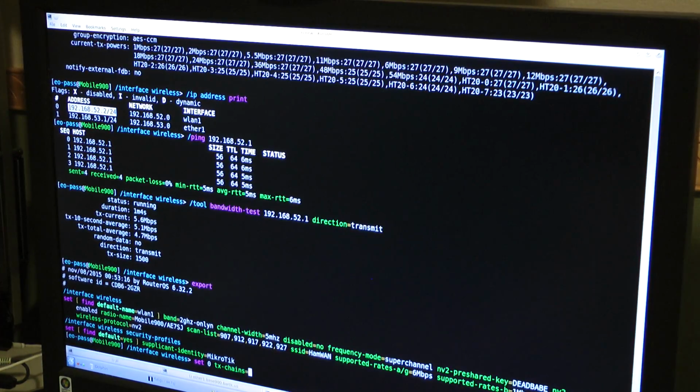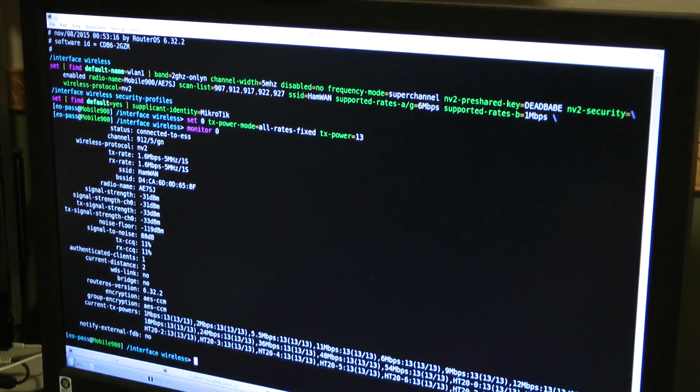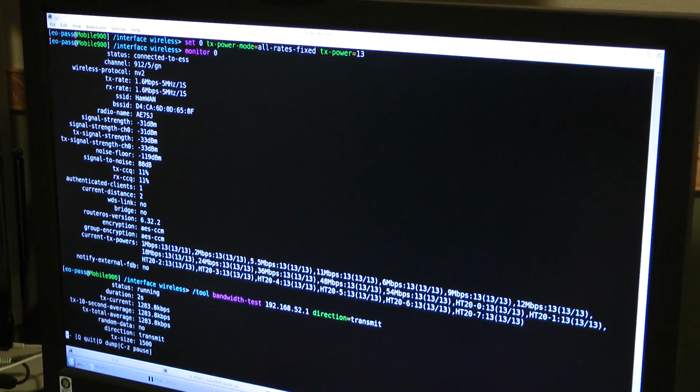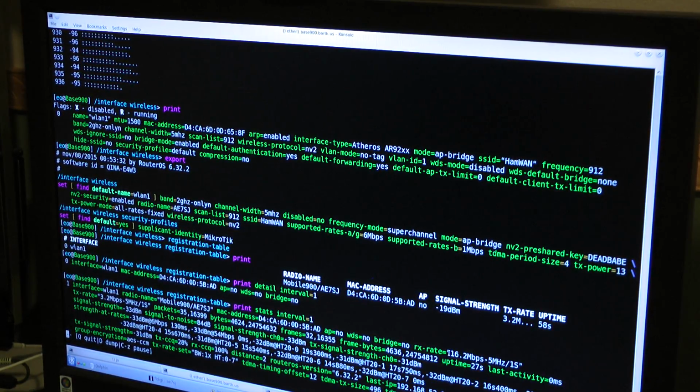Let's change that. All rates fixed. TX power 13. Should reassociate, yes. Okay. Let's rerun the transmitter. There we go. So previously it wasn't able to exceed 5 megabits, but now that the power is lowered, it's doing 10 meg, which I believe is the max for this mode. Yeah, there we go. 16.2 megabit is the maximum signaling speed at 5 megahertz bandwidth.